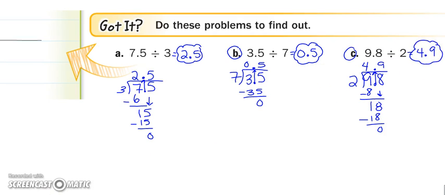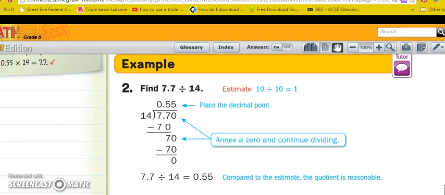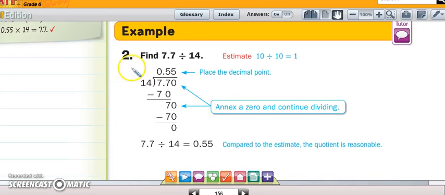Okay, let's look at example 3 now, or 2, sorry. Now we're going to do 7.7 divided by 14. So I have 7.7 divided by 14. I shoot my decimal straight up. So now this is 77. 14 can't go into 7, but it can go into 77.